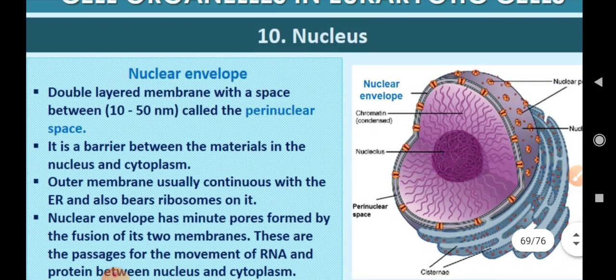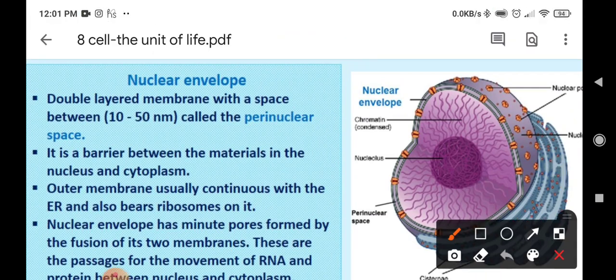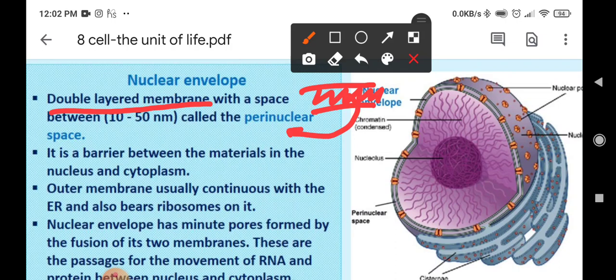Now the nuclear envelope is a double layer membrane structure. Like you can see here, it is a double layered membrane, and this double layered membrane has a space in between. This space is known as the perinuclear space. Then again, you know that this nuclear envelope forms a barrier between the cytoplasm and the inside of the nucleus, so this acts as a barrier.